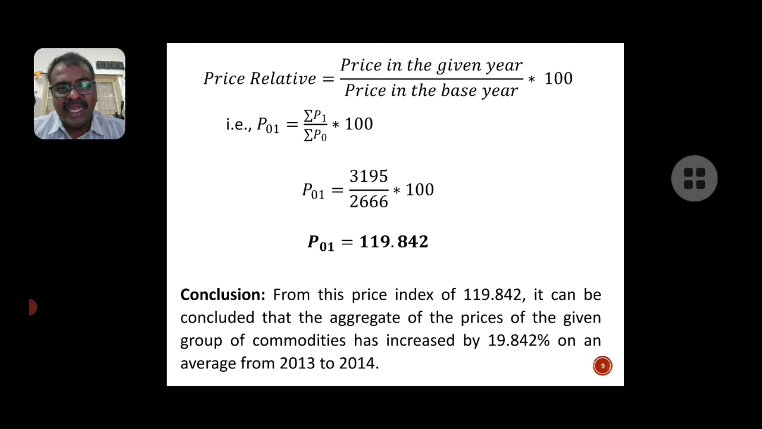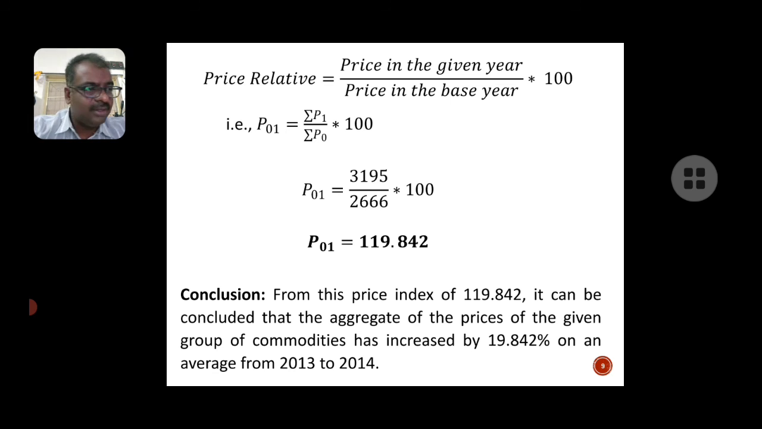So what is the inference from this? The current year's price index is 119, while the base year's price index is always 100. Therefore, there is a difference of 19.842%, which means the current year prices have increased by 19.842% when compared to 2013. So this is one of the simplest methods of calculating index numbers.